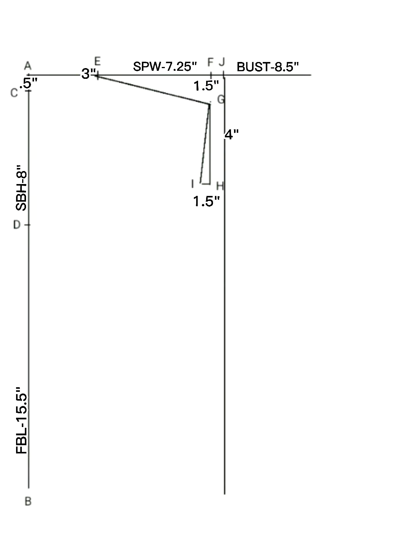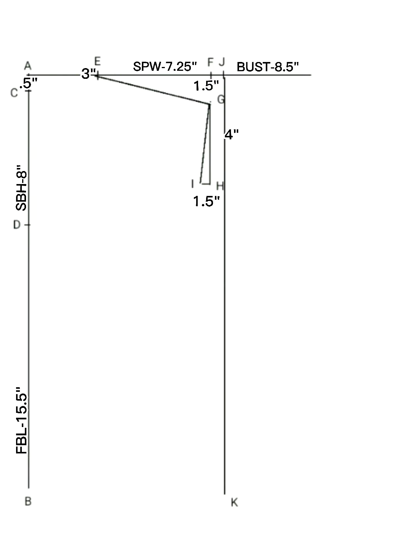F is half of your shoulder point width, which is 7.25. Bring down 1.5 inch for point G and connect E to G. Bring down 4 inches for point H and measure 1/2 inch inwards for point I. Connect G to I. J is 1/4 measurement of your bust circumference. 34 divided by 4 is equal to 8.5. Extend the line to point K.